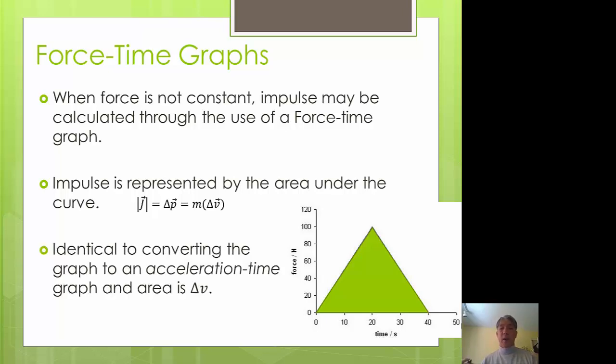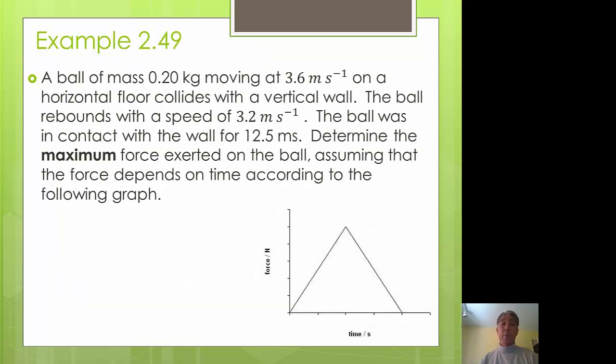If, however, you don't have a force time graph, but you have an acceleration time graph, remember the area under the curve of an acceleration time graph is the change in the object's velocity. So therefore, if I have mass, it ends up being the same thing. Mass times the change in the velocity. Mass times the acceleration gives me the force.